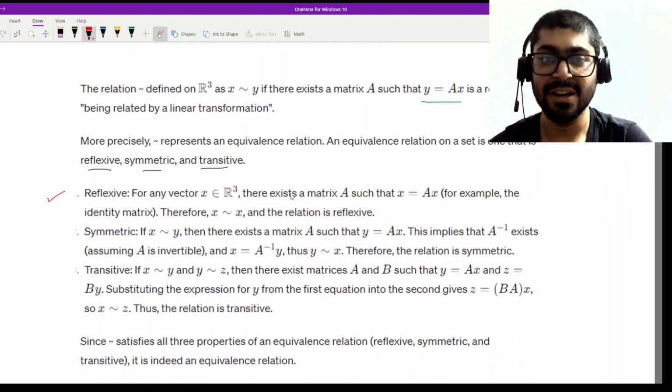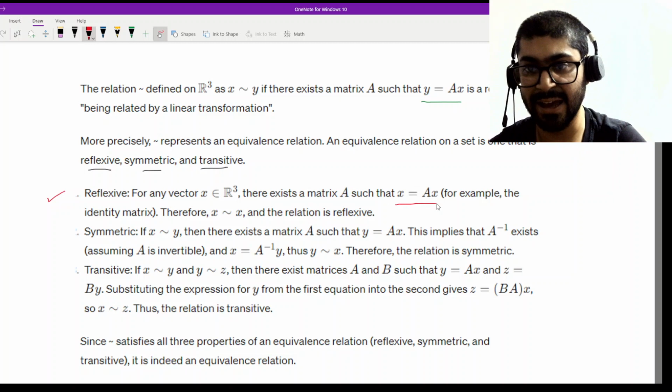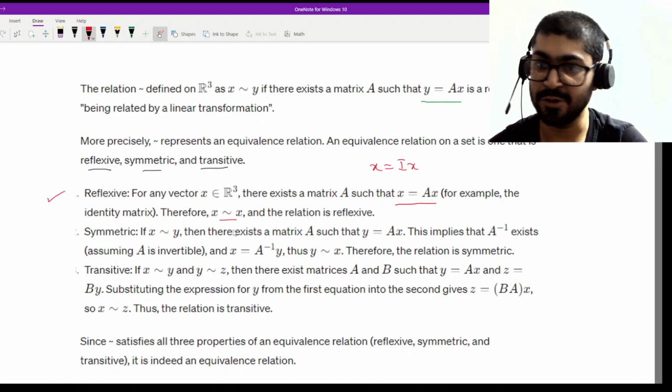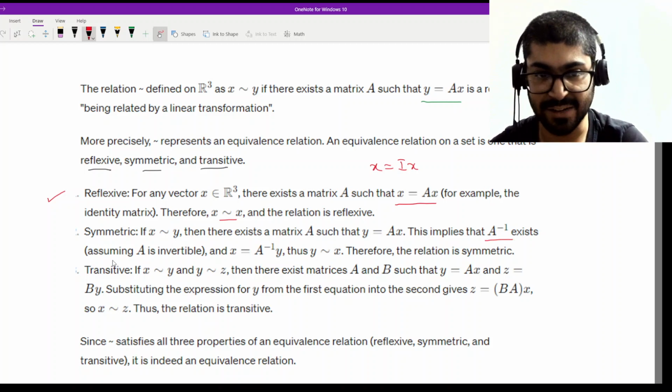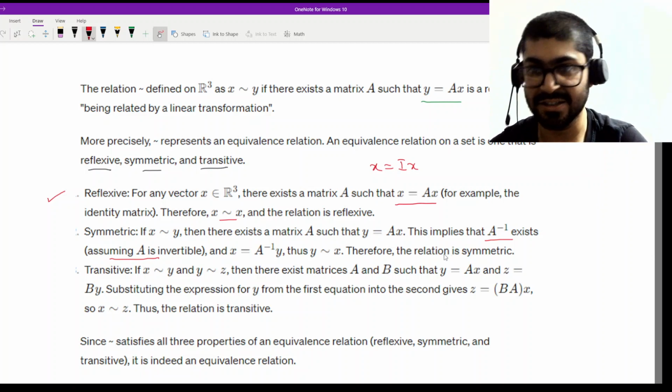Now reflexive means you have to map x to x itself. That is possible with Ax, where A is the identity matrix. So if you put the identity matrix, you will have x equal to Ix, right? That is possible. So x will relate to x, therefore the relation is reflexive. Now symmetric: if x relates to y, then there exists a matrix A such that y equals Ax. This implies that A inverse exists, assuming A is invertible. So if your transformation is invertible, then x should be equal to A inverse y, therefore y should be related to x, and therefore the relation is symmetric.